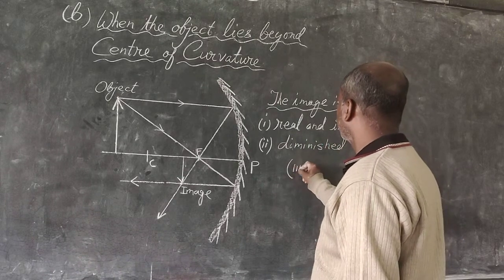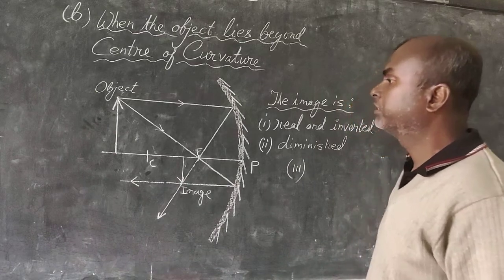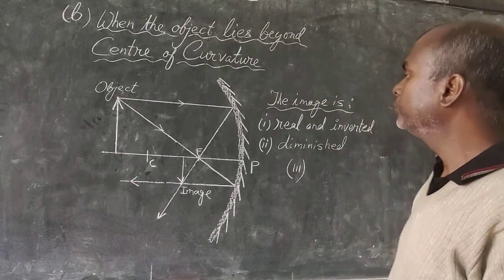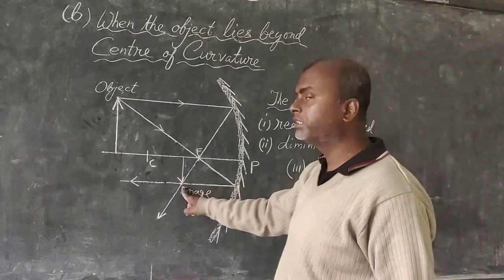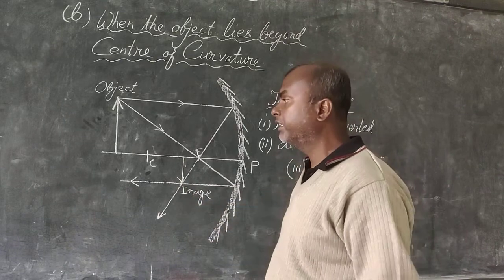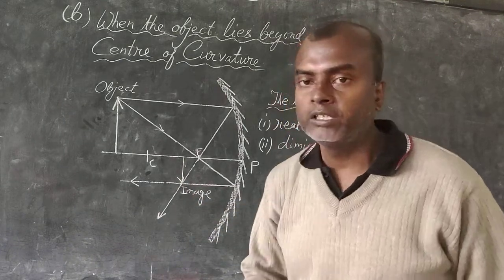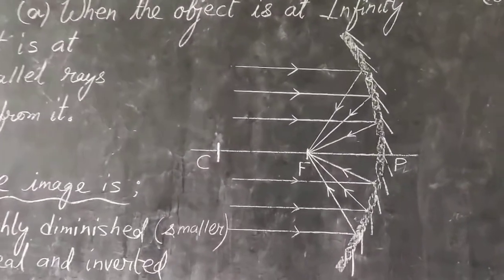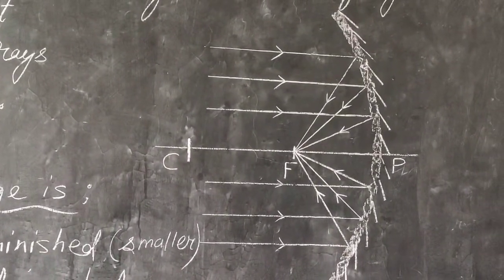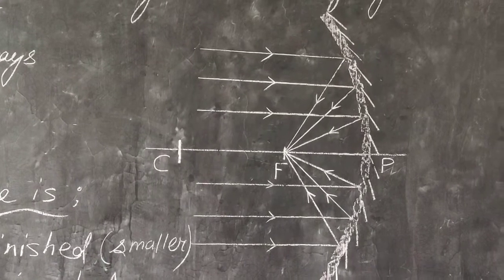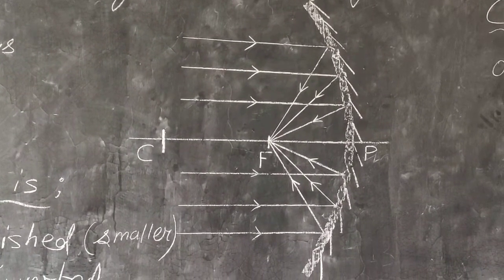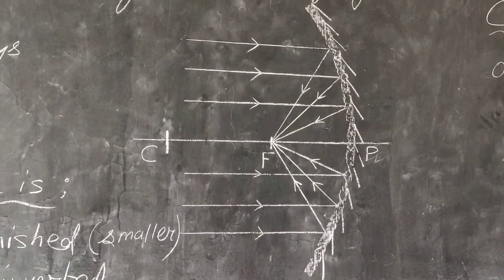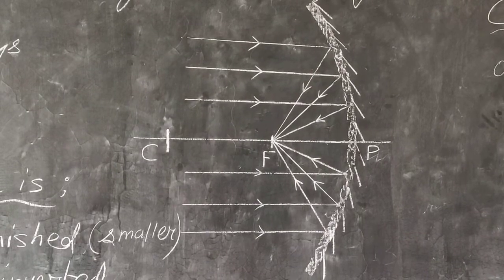And the third characteristic. What is the third characteristic? Position. Where is the position of this image? Notice one thing in the previous section. Okay, I'll show you. In the previous section, the image is formed at focus. All the reflected rays are meeting at focus. So wherever the reflected rays are meeting, there's the position where the image is formed.